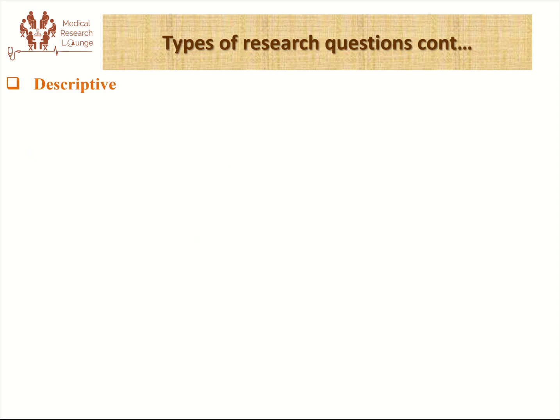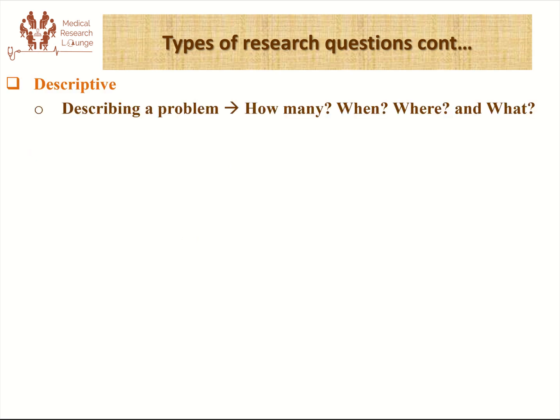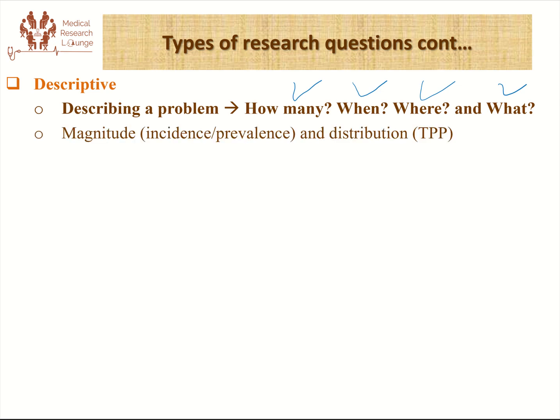A descriptive type of research question is simply interested in describing the problem. So it answers the questions: how many cases are there, when is it happening, where does the problem occur, and what or who is affected. By answering these questions, it just describes the problem. So basically it can answer the magnitude of the problem, that means either the incidence or the prevalence of the problem, and its distribution in terms of time, place, and person.